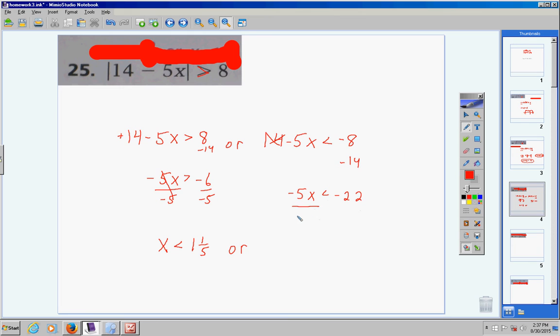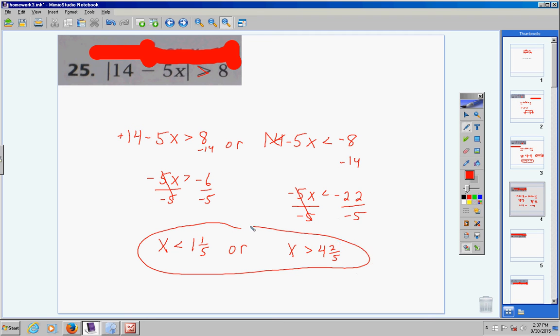Now divide both sides by a negative 5. These would cancel, leaving you with x. Turn the arrow. A negative over a negative is positive. And 22 divided by 5 would be 4 and 2/5, or 4.4. Or 22 over 5 is totally fine, alright? So there's your answer. We're not going to graph it, but that is the answer right there, alright?